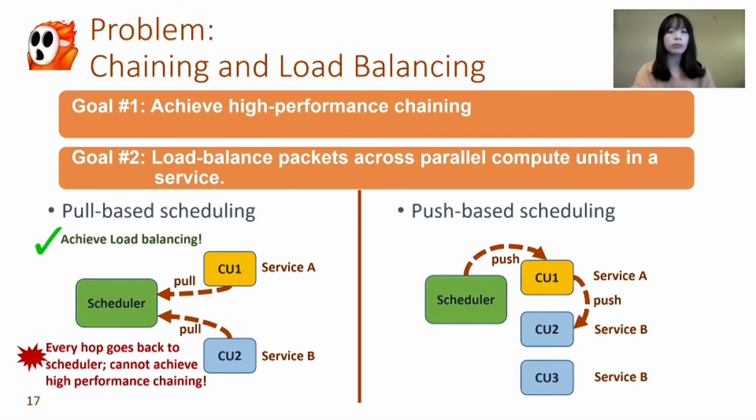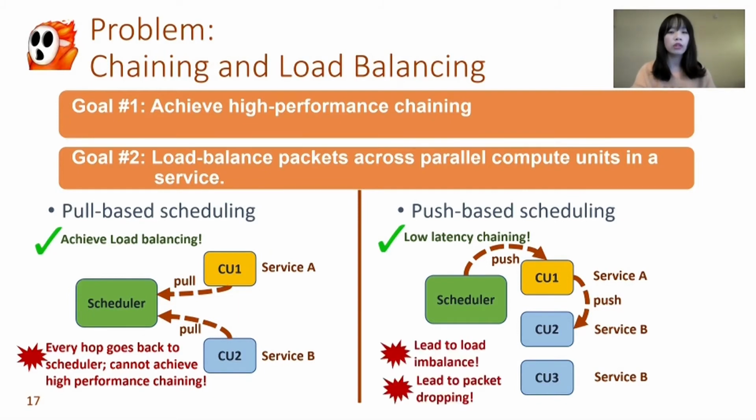Another approach is push-based scheduling. In push-based scheduling, packets are pushed from the scheduler to an engine and from engine to engine. This approach achieves high-performance chaining, since there is no need to go back to the scheduler at every hop. However, it's hard to achieve load balancing when compute units have variable performance. Like in this example, Unit 1 does not know the load in Unit 2 and 3, so it's hard for Unit 1 to make the load balancing decision. Furthermore, if Unit 1 pushes to Unit 2, but the local buffer in Unit 2 is already full, then the packet will be dropped, and packet dropping will hurt the performance.